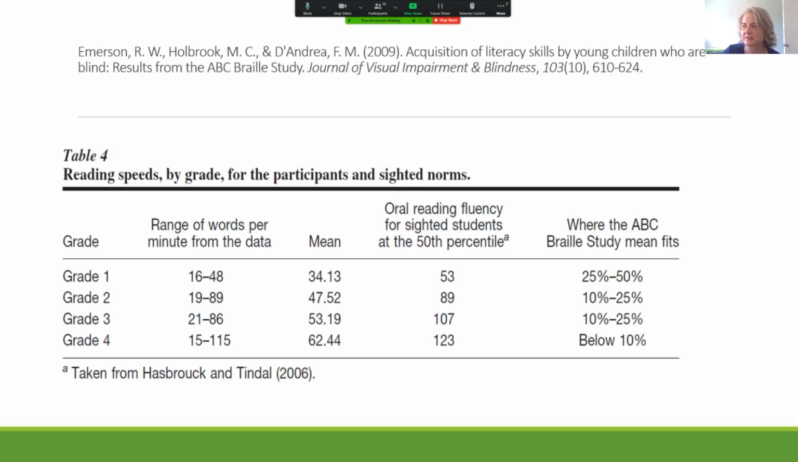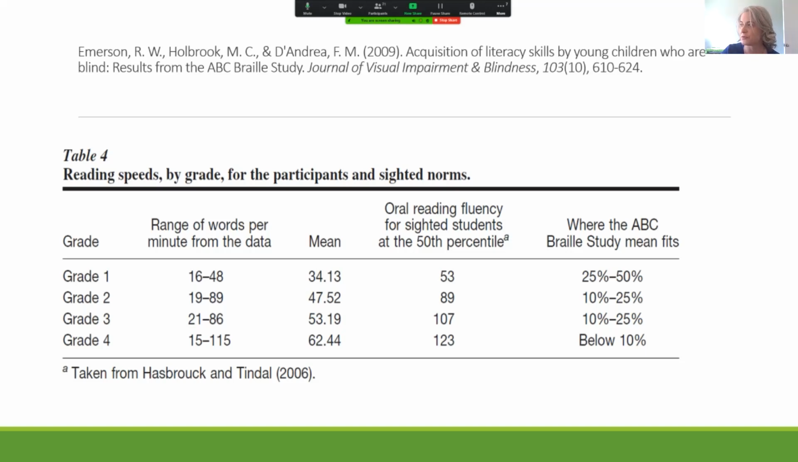You see that in the ABC Braille study, the students in first grade were reading a range of 16 words per minute to 48 words per minute, and the average reading speed for our Braille readers was about 34 words per minute. The oral reading fluency for sighted students at the 50th percentile, so typically sighted peers, would be an average of 53 words per minute. So our average is significantly below where a student at that 50th percentile would be. And where do our students land?